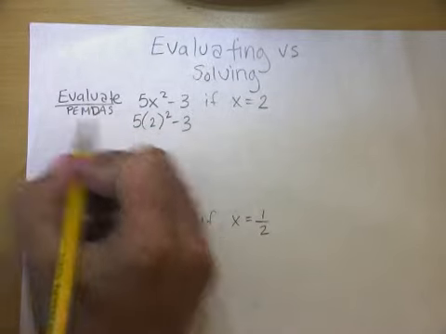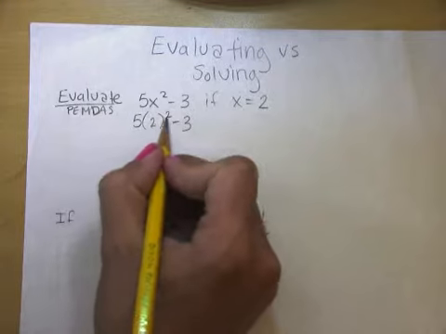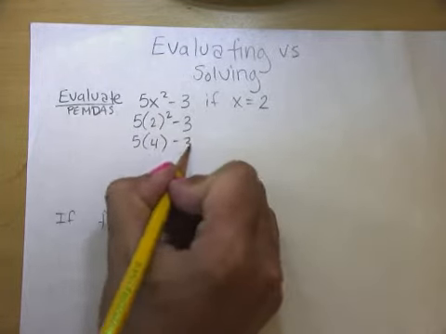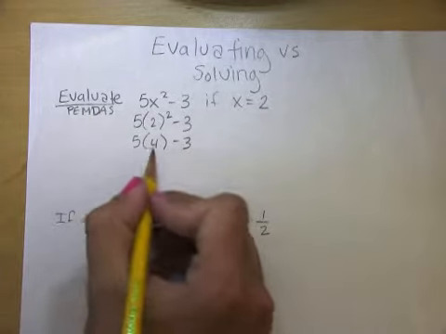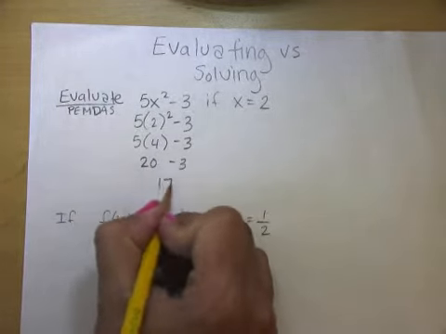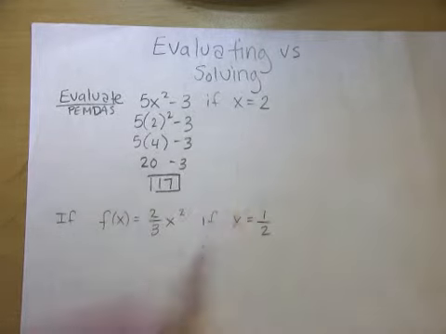So it tells me I'm going to do my parentheses first, which I only have one number, so I'm done. Exponents next, so 2 squared is 2 times 2, which is 4. Multiplication and division next, so 5 times 4 is 20, and 20 minus 3 is 17. So my final answer, the number that I get out, is 17 when I plugged in 2.